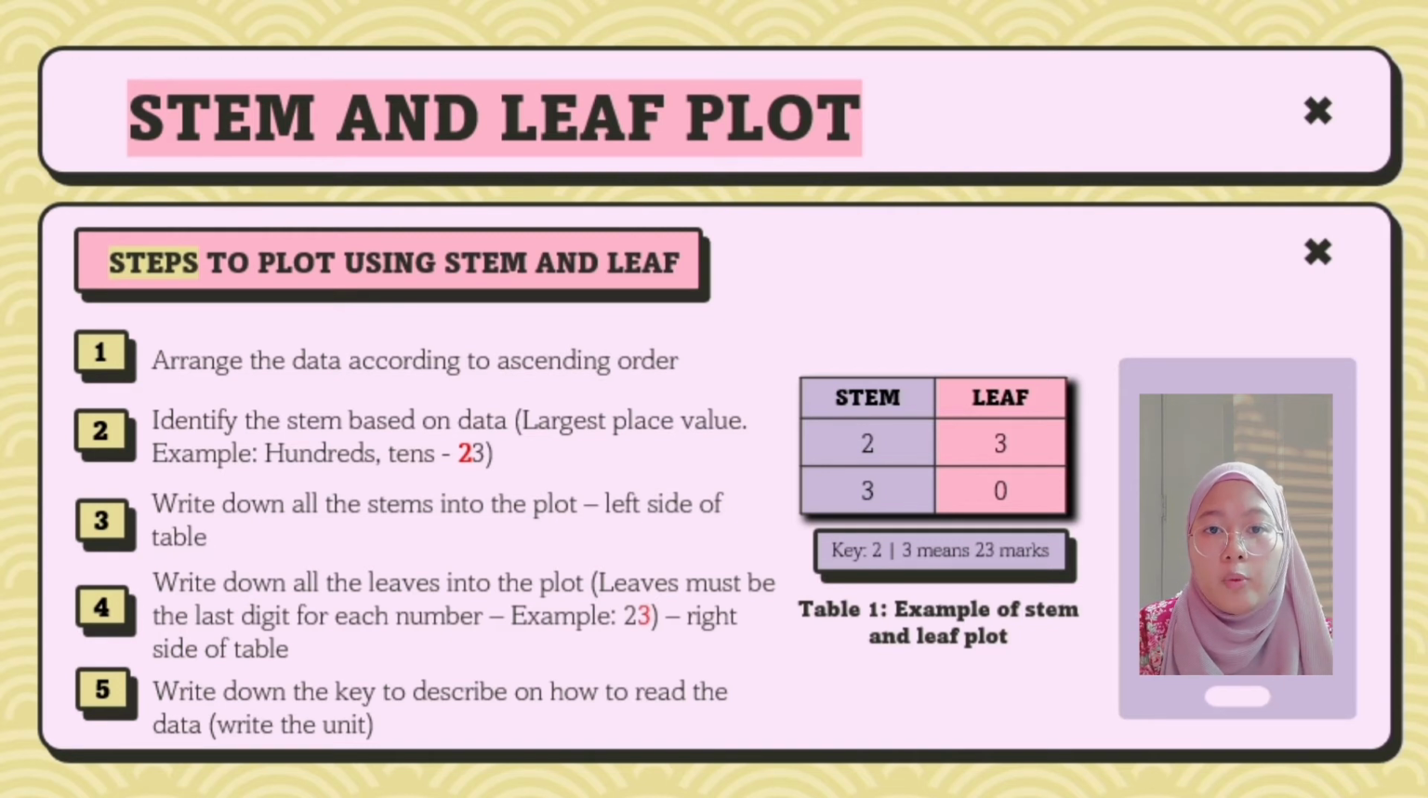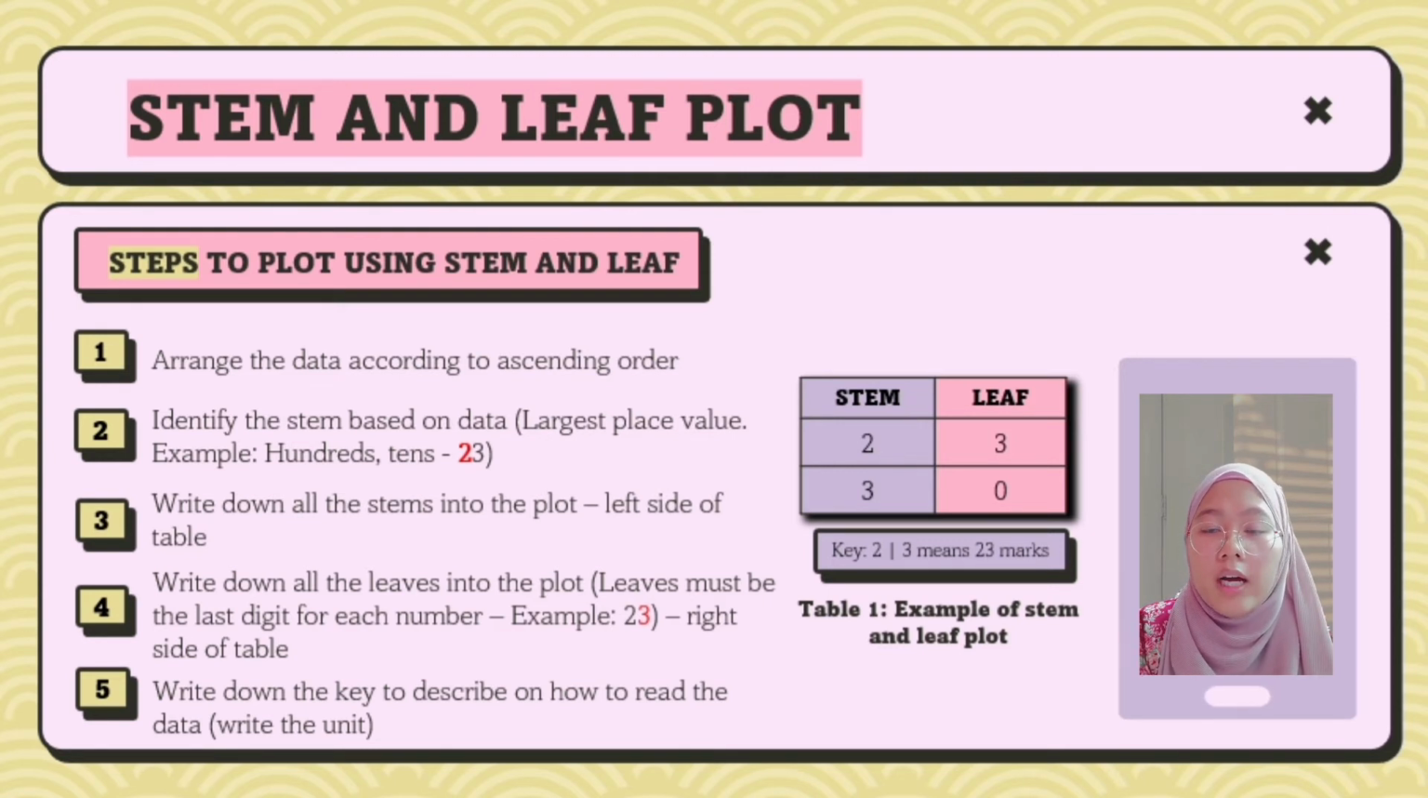For the next step, we have to write down all the leaves into the plot. The leaf must be the last digit for each number or value, based on the example that I gave just now, number 23. If 2 had been the stem, so number 3 must be the leaf. Then you have to write down the leaf at the right side of the plot, which is the pink column.